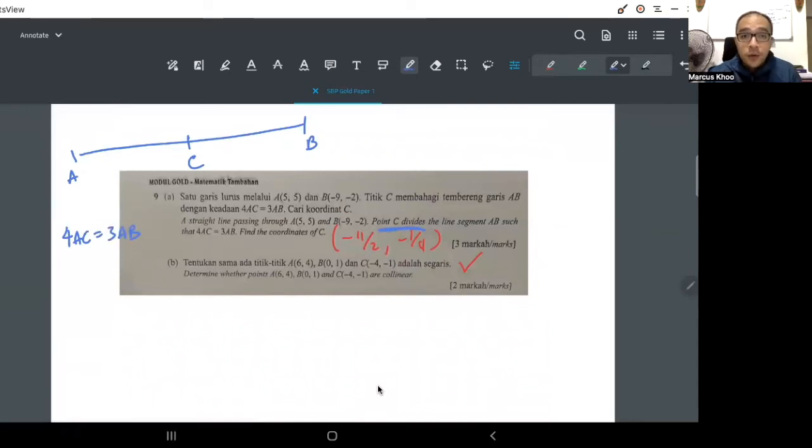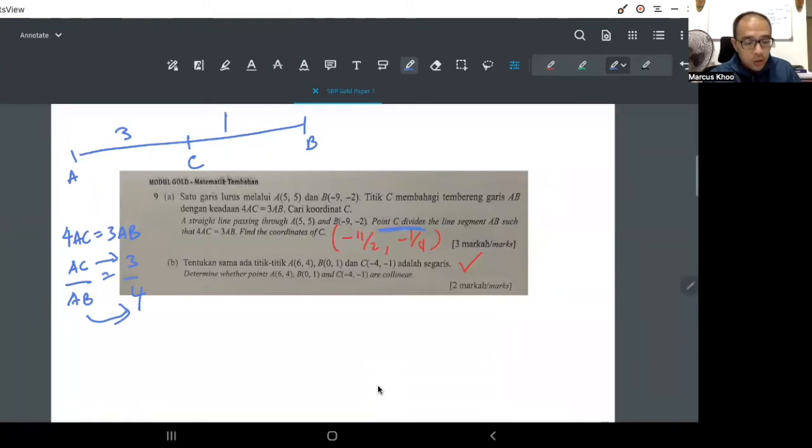4AC equals 3AB doesn't mean that AC is 4 and AB is 3. This is a very common mistake. I always see this. They see the number and they think, oh, AC is 4, AB is 3. Your head, pindah pergi bawah, and then you will see 3 over 4. Then you say, Allah, AC is 3, AB is 4. So AC is 3. The whole of AB is 4 parts, which means that CB is actually 1 part.